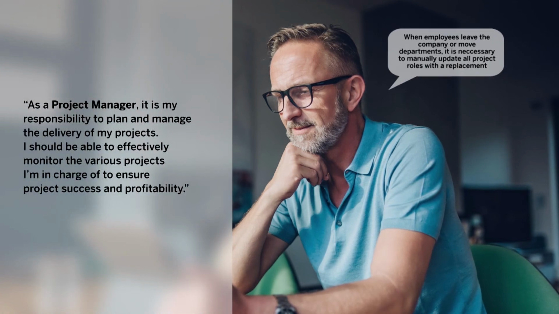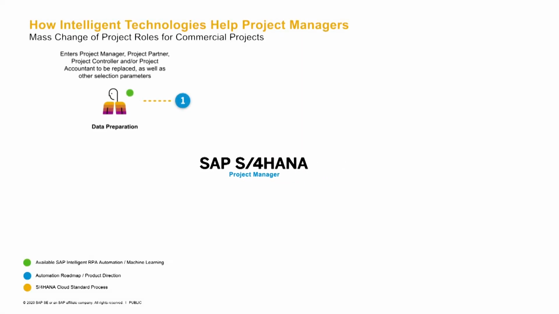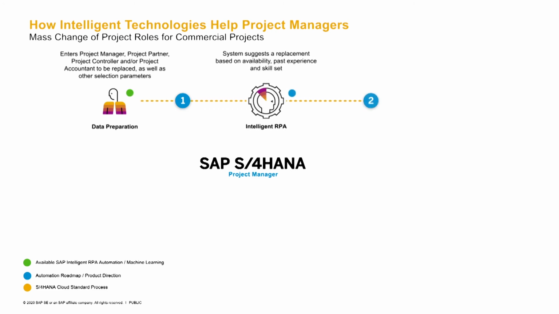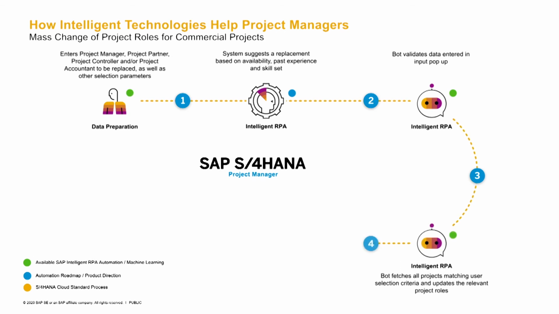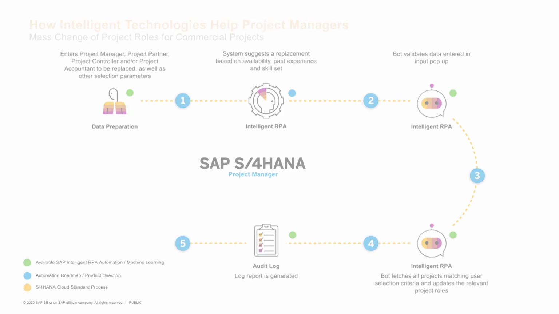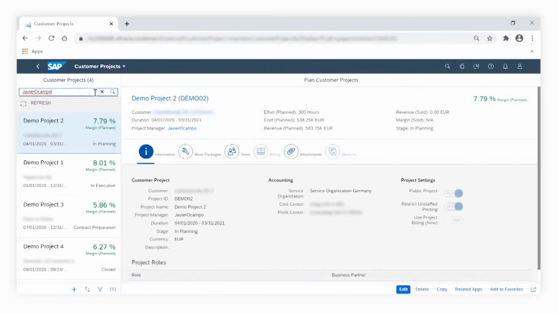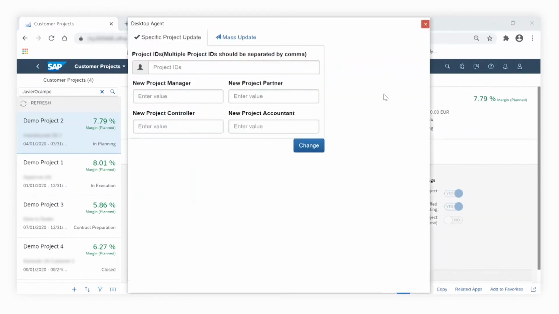When the employees leave the company, change department, or are on sick leave, it is necessary to update open projects with a replacement. Manually finding and changing all the project roles is very time consuming. Let's take a look at how SAP Intelligent Robotic Process Automation helps keep project activities under control with minimum human intervention. By making use of robotic process automation, you can quickly replace project stakeholders across all relevant projects and update optional project roles such as project partner, project controller, and accountant that are left empty upon project creation.